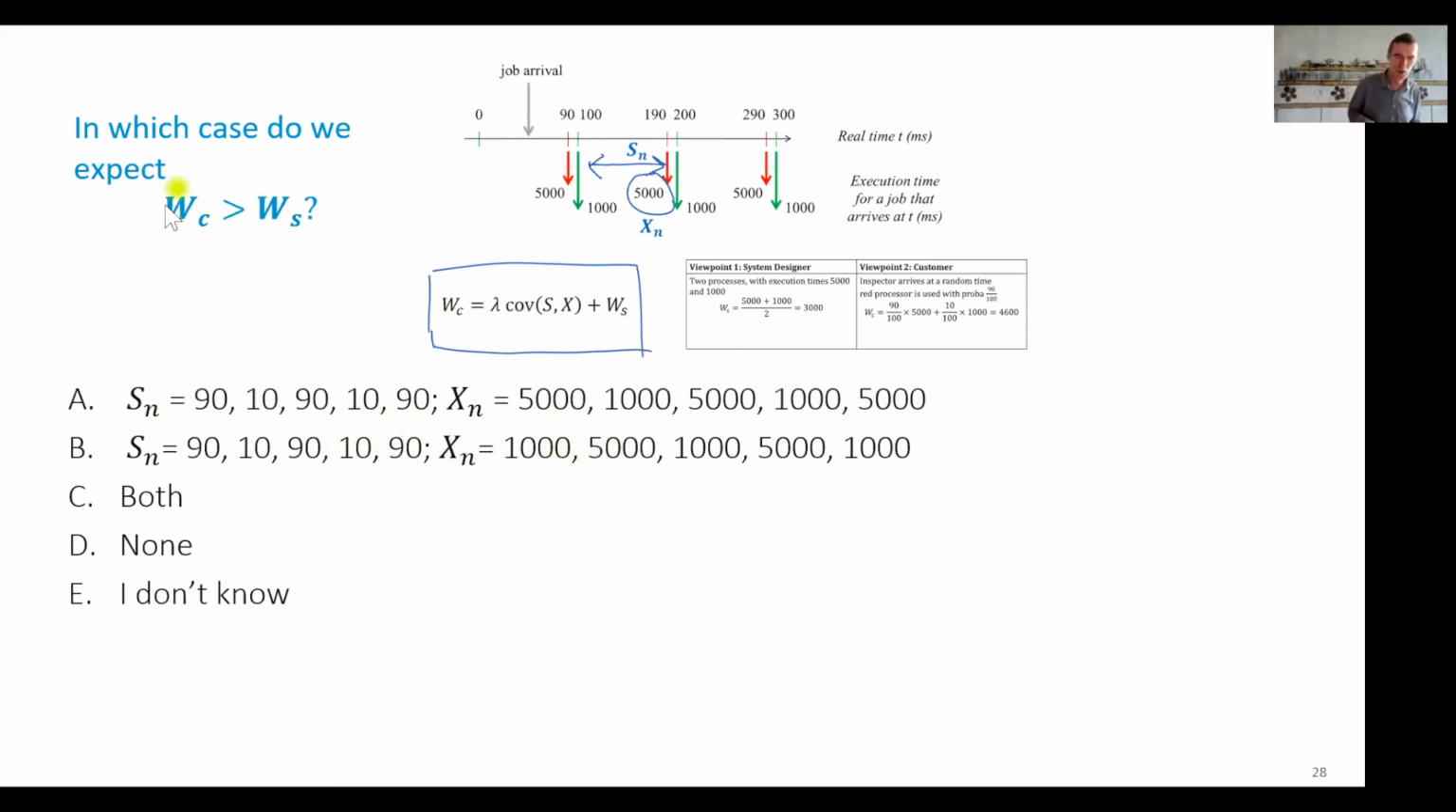In which case do we expect that the customer viewpoint will give a larger statistic than the system viewpoint?